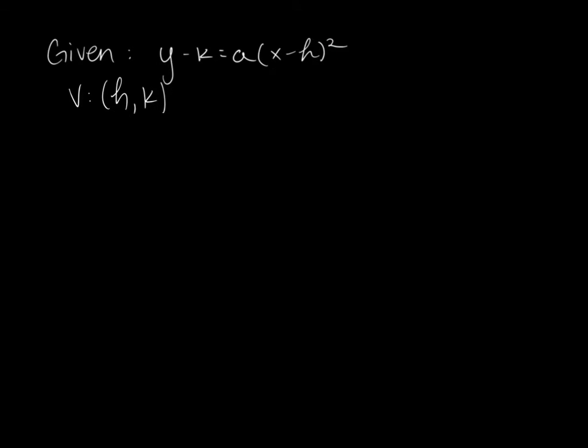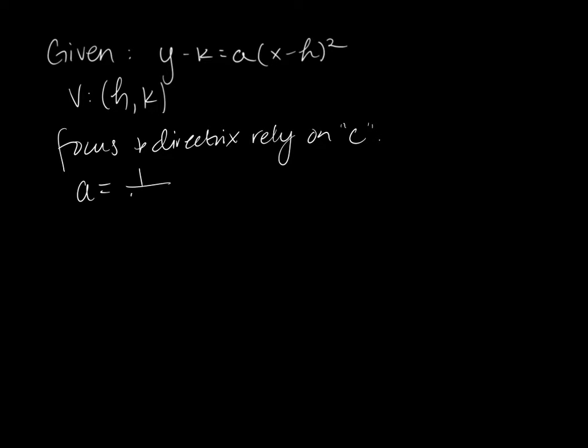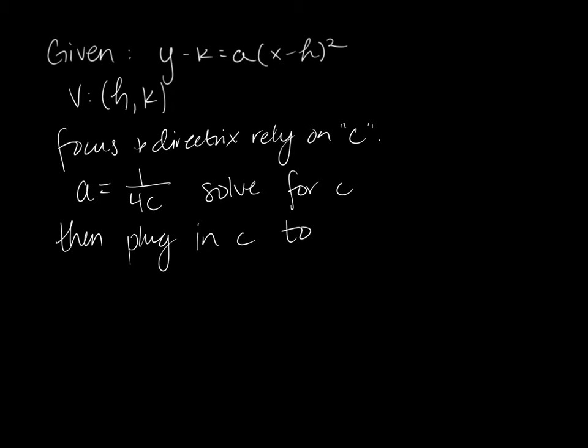And then we had to figure out focus and directrix. But here's the problem. Focus and directrix rely on c. So we need to find that. And in order to find that, we're going to set a equal to 1 over 4c and solve for c, because we know what a is from the original equation. And then we plug in c to our focus formula and our directrix formula.